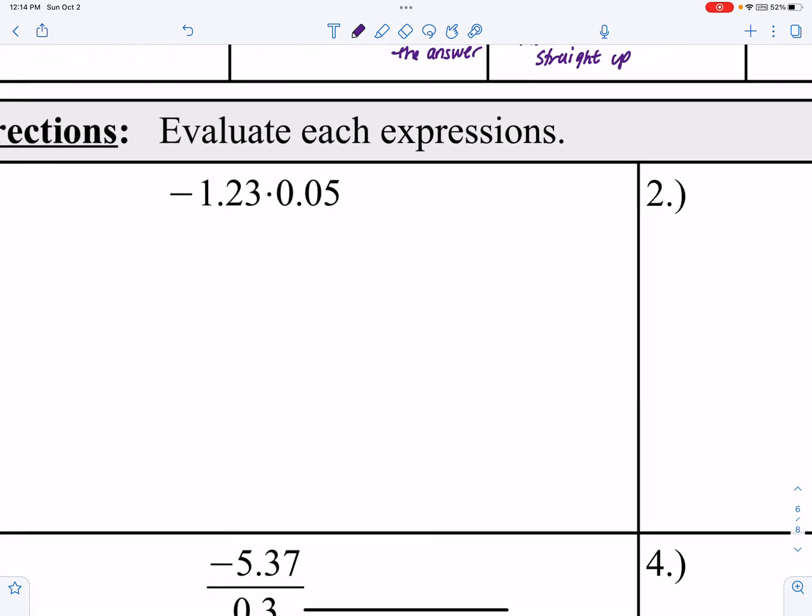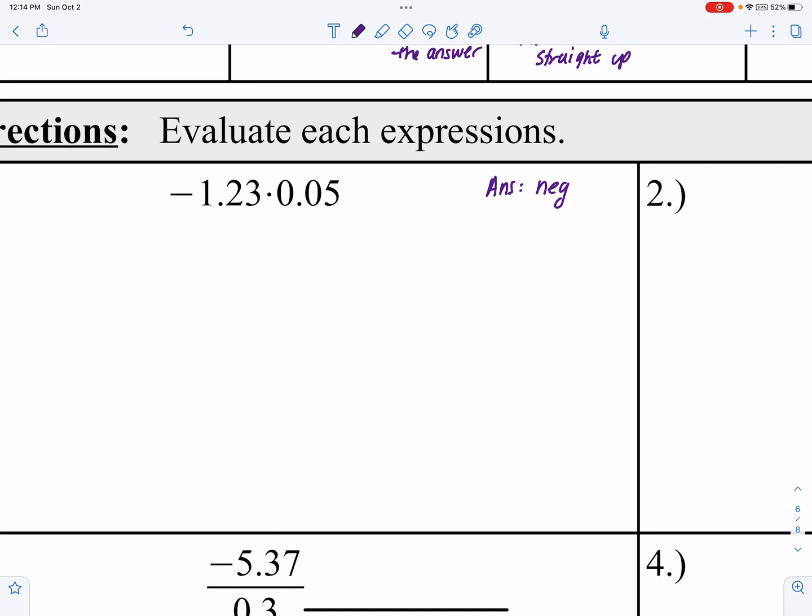Okay, so evaluate each expression. I see that I'm multiplying, so I want to be right away noticing my love-hate situation. So I hate to love, okay? If I hate loving, then I know that my answer needs to be negative. So I'm going to make a note on these. Again, our goal is to do little tricks so that we don't make mistakes.